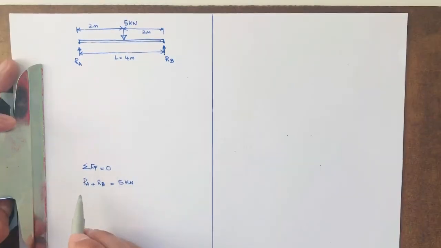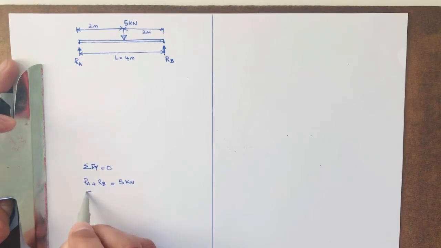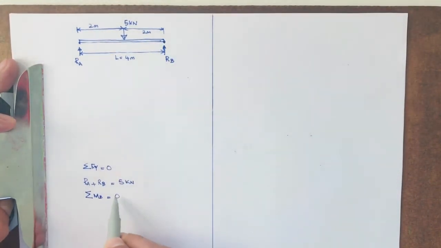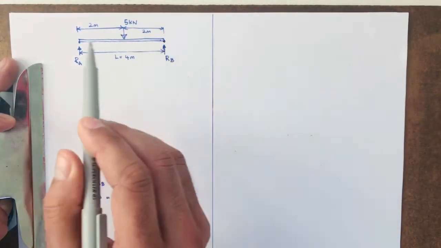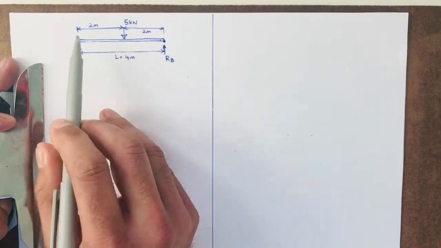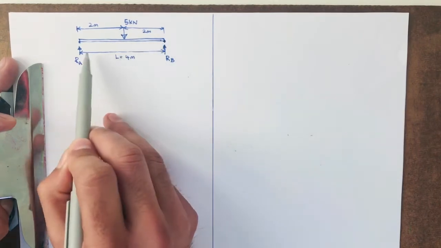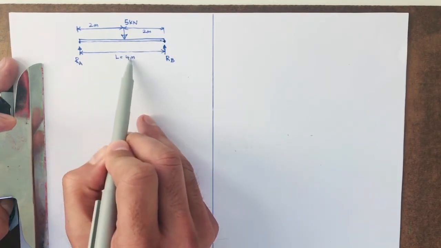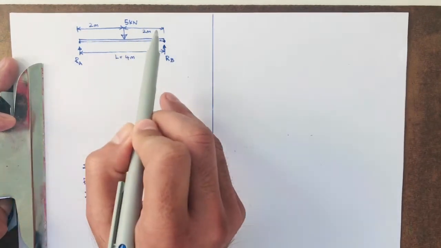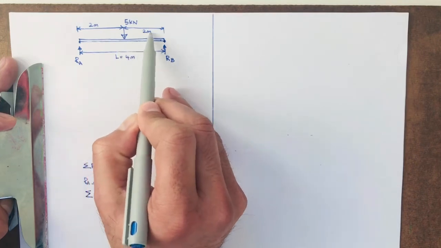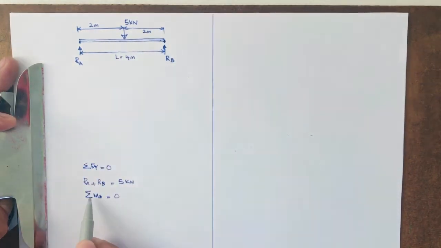I'm going to use the second equation of equilibrium, the summation of bending moments. Say the bending moment at B is equal to 0. So we'll take the bending moment at point B here. We have two reactions and a load. RA times the lever arm to B, which is RA times 4, is one reaction in the positive direction. And then we have the 5 kilonewton load times 2, the lever arm from B, equal to 0.